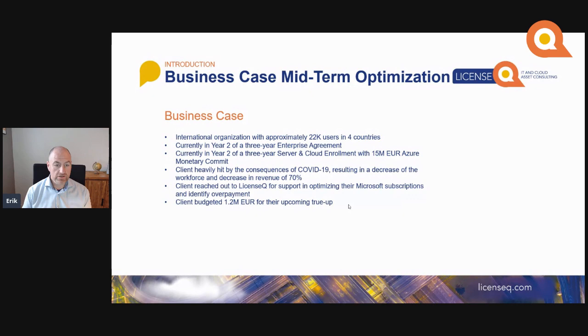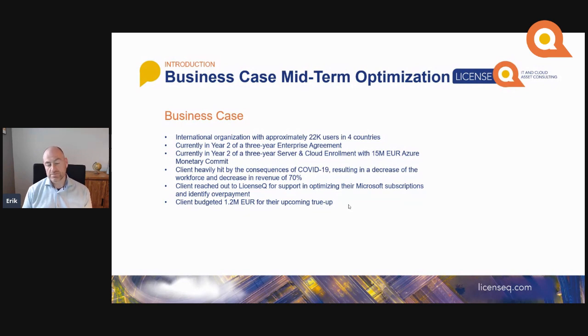We are discussing an international organization which has 22,000 users in over 4 countries. They have an enterprise agreement. They have a server and cloud enrollment, both in year 2 of a 3-year term. The enterprise agreement is mainly covered with M365 E3 and E5, as well as F1. And the server and cloud enrollment is only covered with a 15 million Azure monetary commit model.